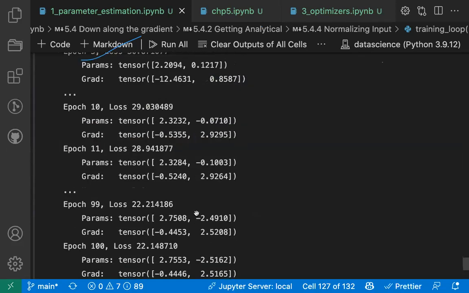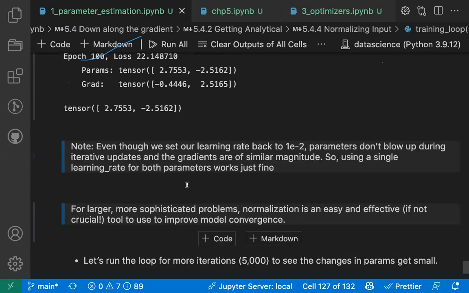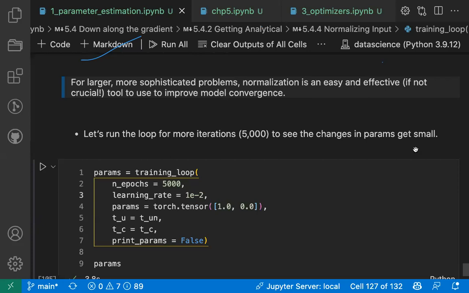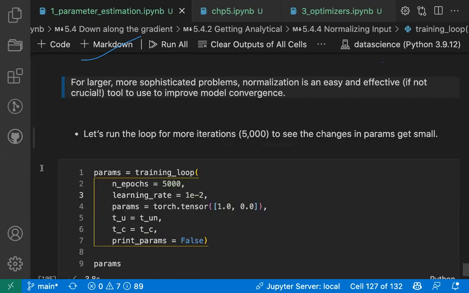But as we will see in the next sessions, some other optimization algorithms like Adam don't actually care about normalizing your data. So yeah, that is okay. What they are saying is that for larger, more sophisticated problems, normalization is easy and effective to improve convergence. So now let's improve our model with 500 epochs, and now we see this.